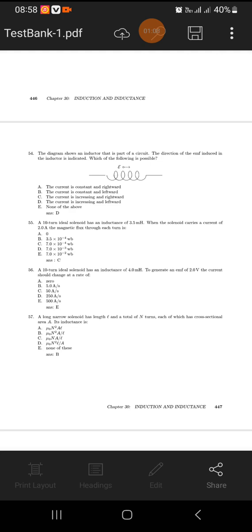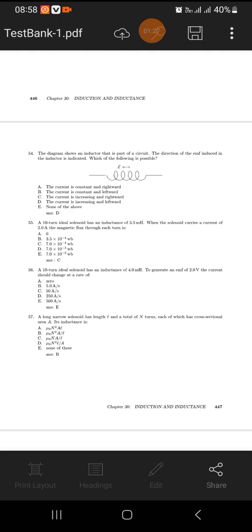That one I will always choose, and therefore a 1010-turn solenoid has an inductance of 4.0 millihenry. To generate an EMF of 2.0 volts, the current should change at a rate of E, 500 amperes per second.